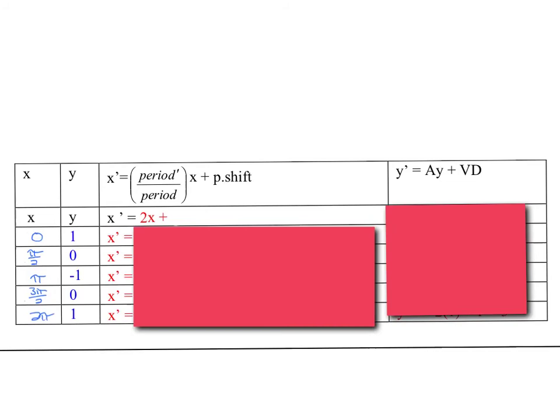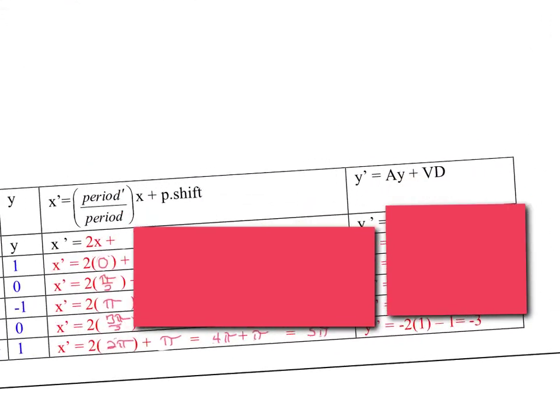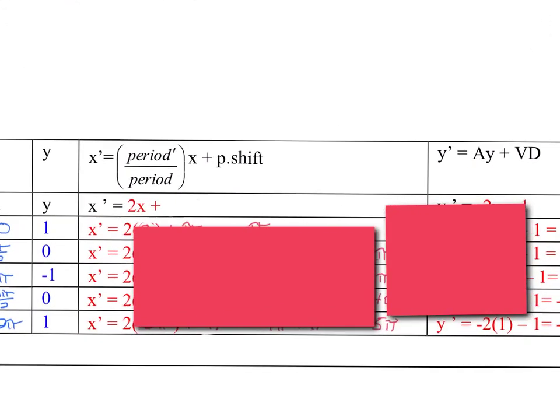Add in your phase shift. There was no phase shift. Yes, there was a phase shift. Phase shift is pi. I just didn't write it down here. So once again, this x prime for this one was 4 pi divided by 2 pi times x plus pi. Pi's cancel. 4 divided by 2 is 2. That's why this is 2x plus pi. Pardon me, getting my pi's mixed up.